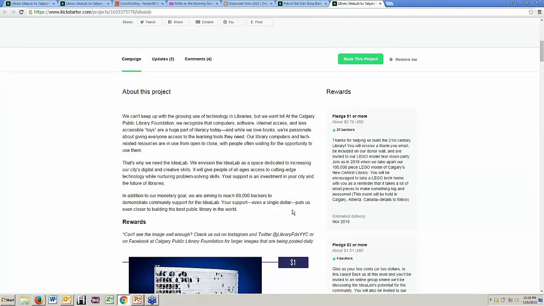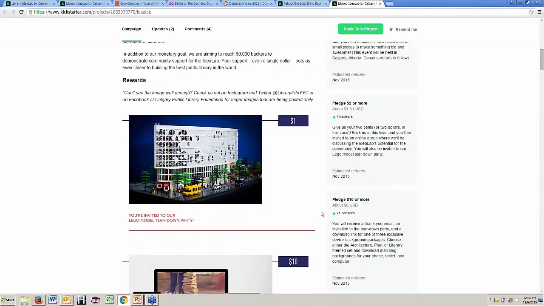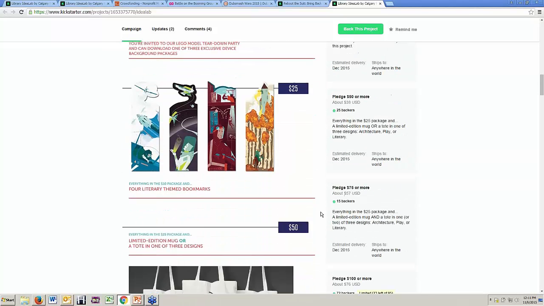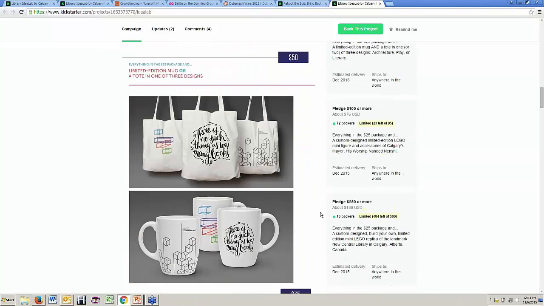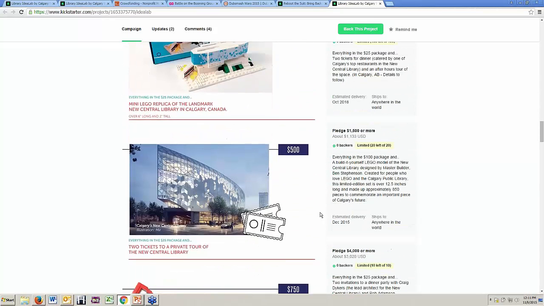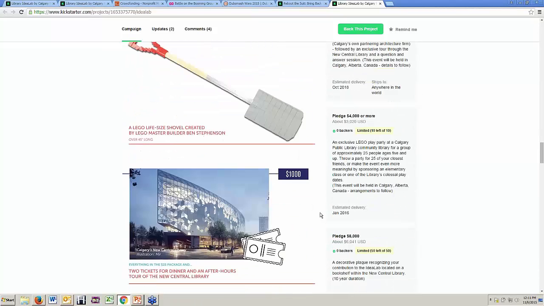And then over on the right are their different levels, and with the levels are different rewards. So you don't have to offer rewards, but sometimes this is something to incentivize people to give. And their rewards are actually very interesting. They have a lot of stuff with Legos, they have bookmarks, they have some events, nice tote bags. So this is actually a really well put together Kickstarter page. It's very aesthetically pleasing, very interesting to look through.